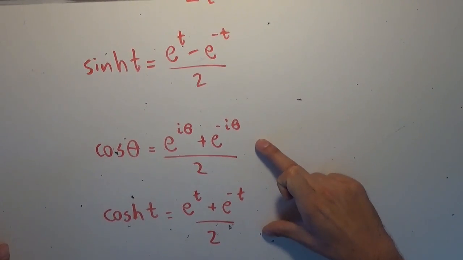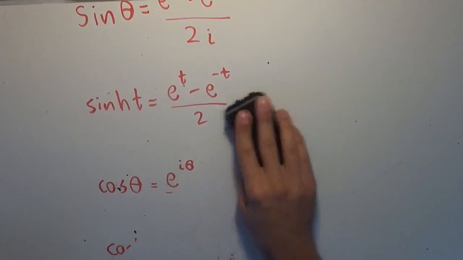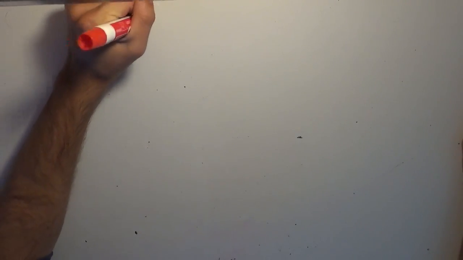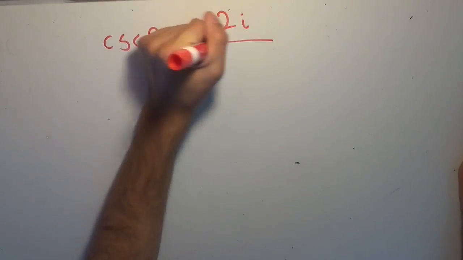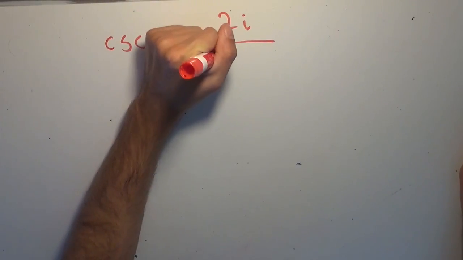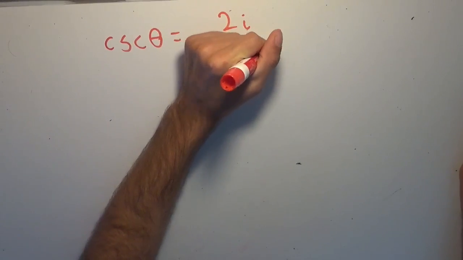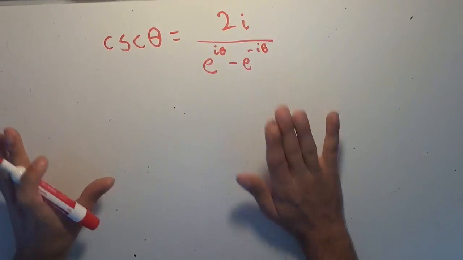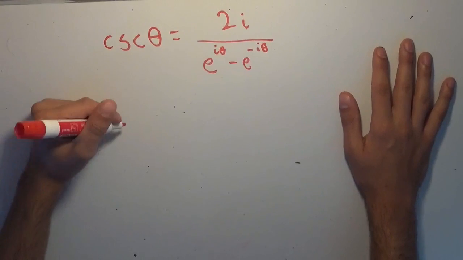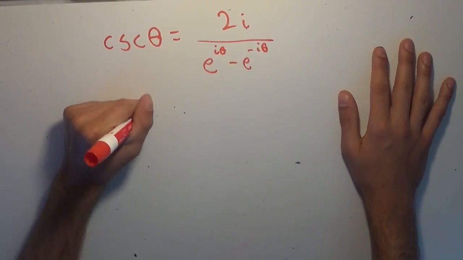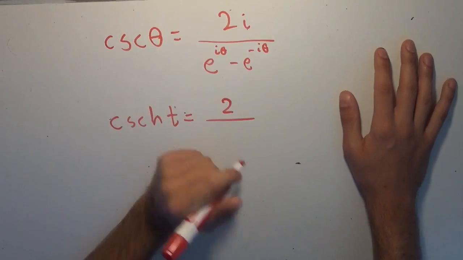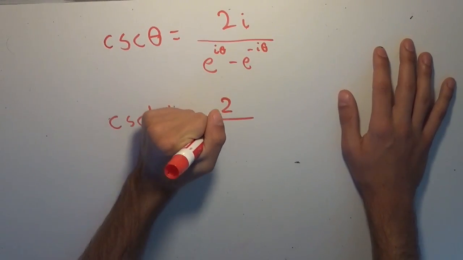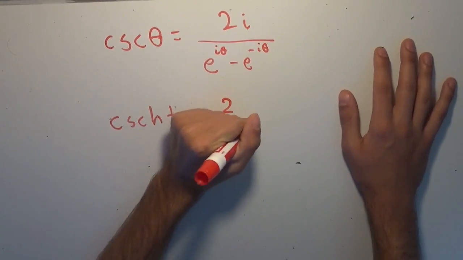They're simply the analogous versions without any complex numbers. Likewise, the hyperbolic cosecant, the regular cosecant of theta, is simply the reciprocal of the sine, right? It's 2i divided by e to the i theta minus e to the negative i theta. Looks very, very strange, but this is a perfectly valid definition. And similarly, the hyperbolic cosecant function of t is just that without any i's, right? Because it's the reciprocal of the hyperbolic sine. So it's 2 over e to the t minus e to the negative t.